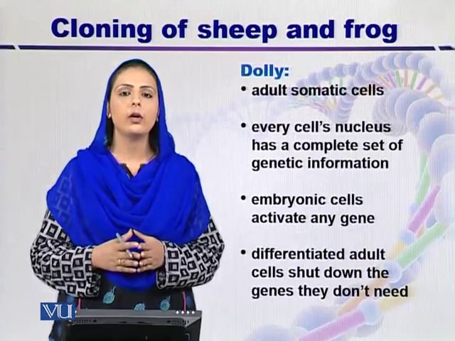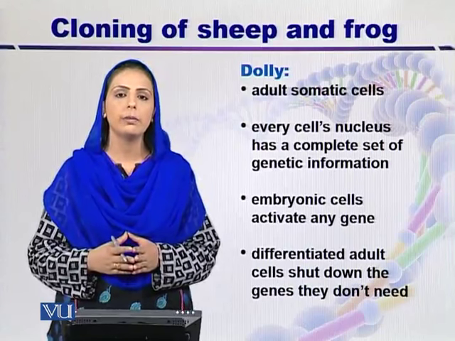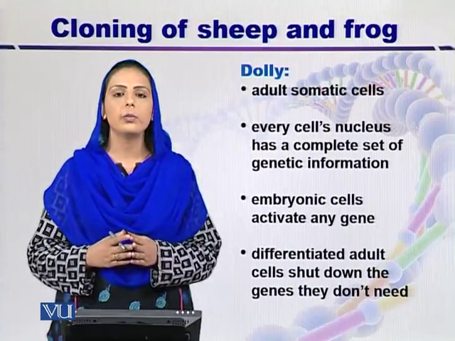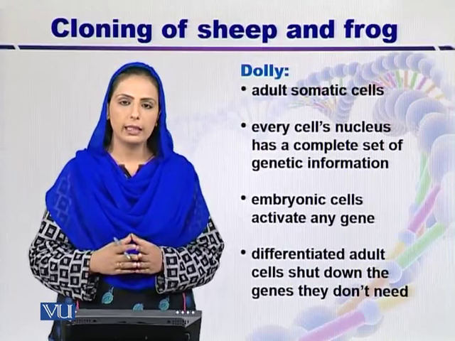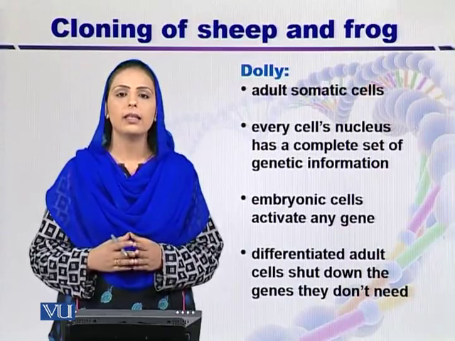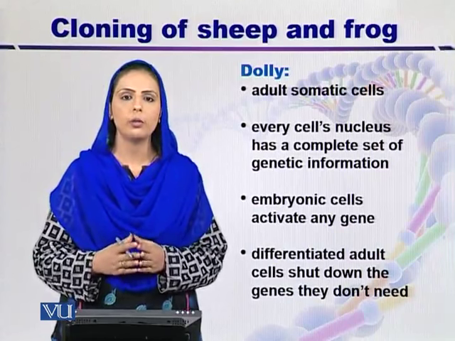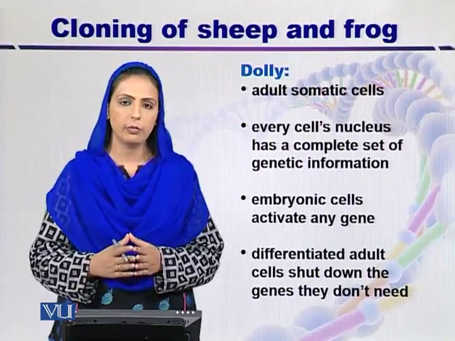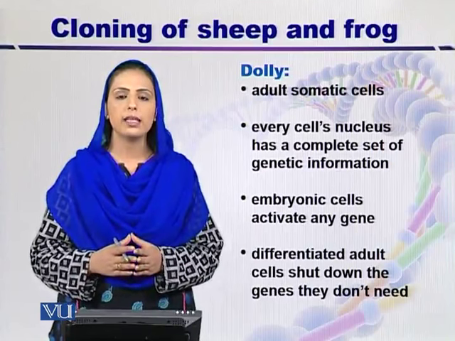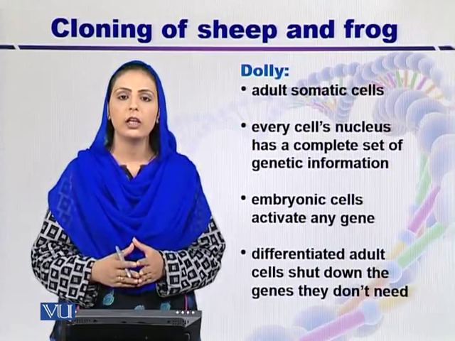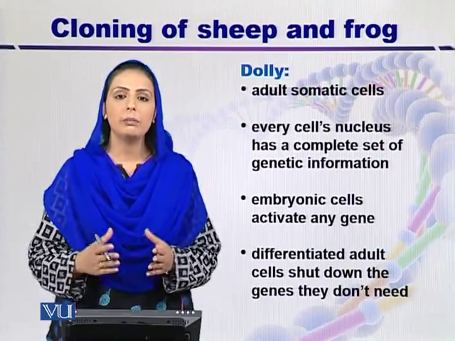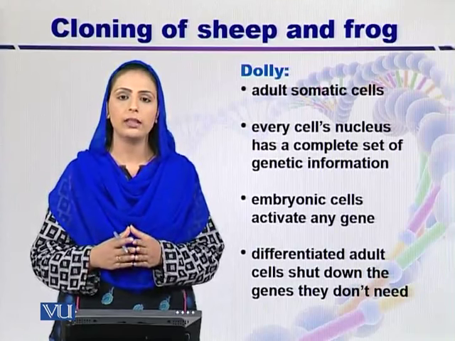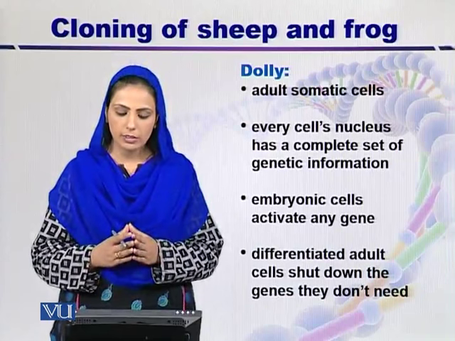Now Wilmut and Campbell also performed experiments on sheep by using adult somatic cells for the first time. And after the production of the sheep, a number of ethical issues arose. Now how were the adult somatic cells used for the production of Dolly? Every cell nucleus has complete genetic information, and the embryo cells have the ability to activate any gene and to halt any gene in order to keep the balance. So the embryonic cells have the ability to check the negative feedback as well as the positive feedback related to the genes.